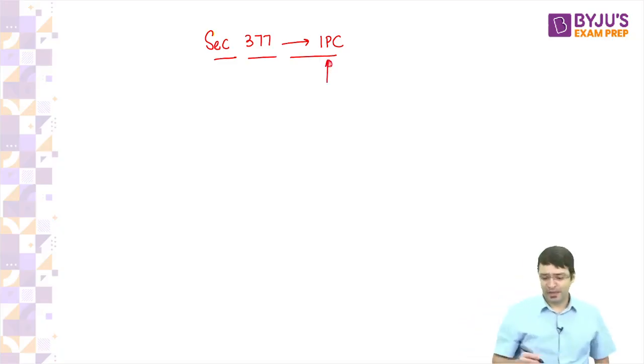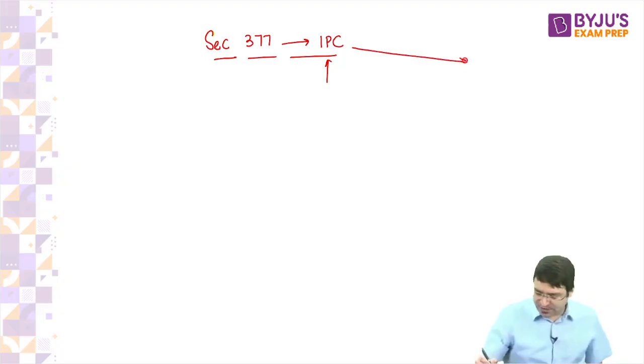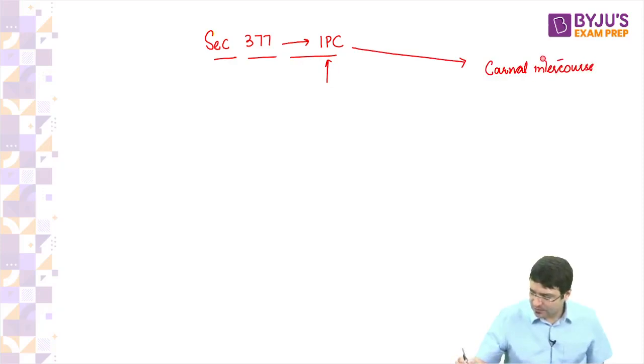Clear? And Indian Penal Code Section 377 talks about carnal intercourse, that too against the order of nature.